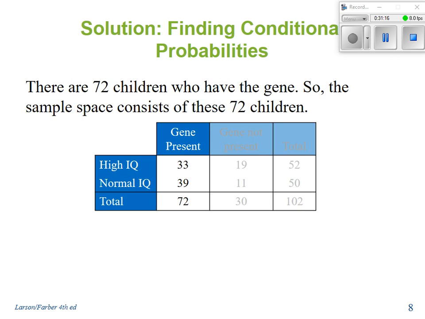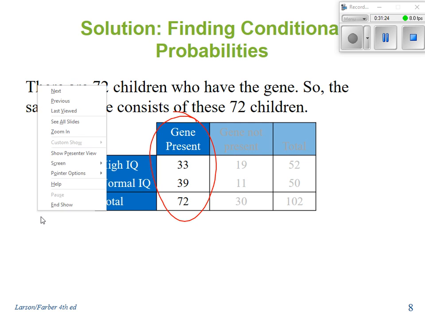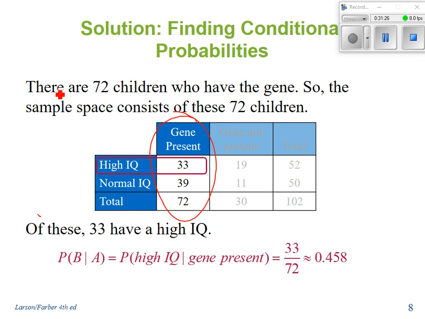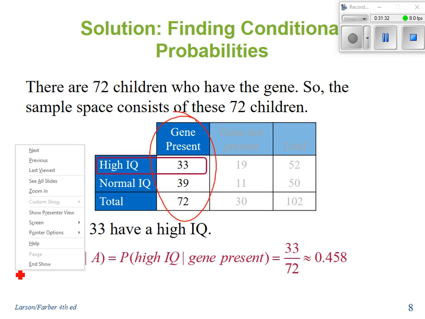So there are 72 children. Notice they lightened this part up over here because we're not even looking at that. We're just picking from this part of the group right here. So 33 out of 72 comes up to be about 46%.